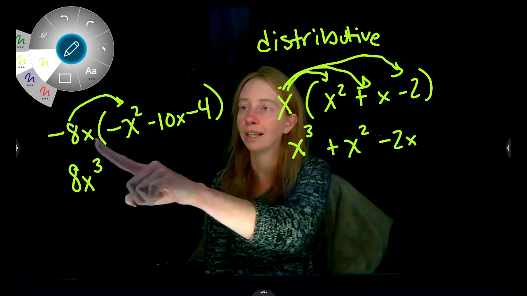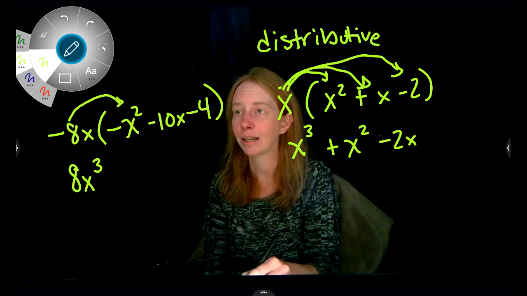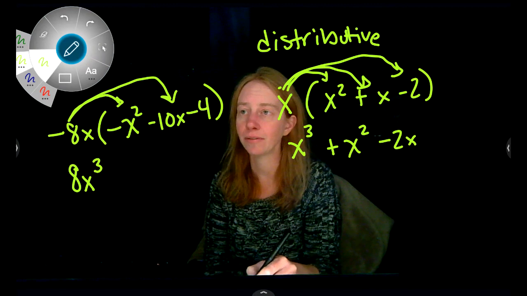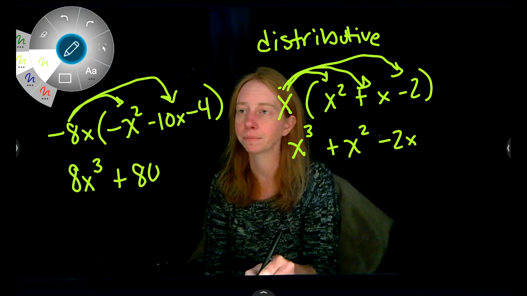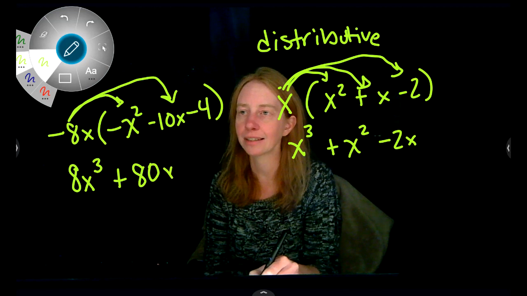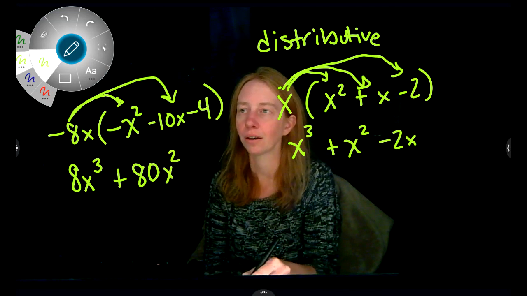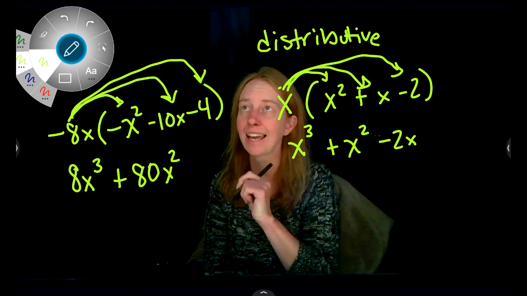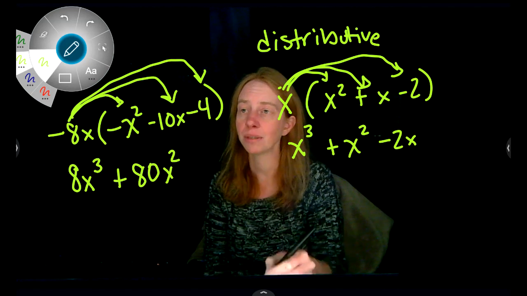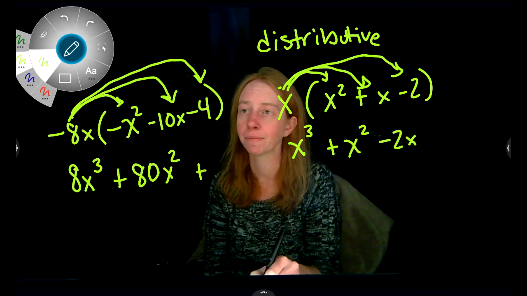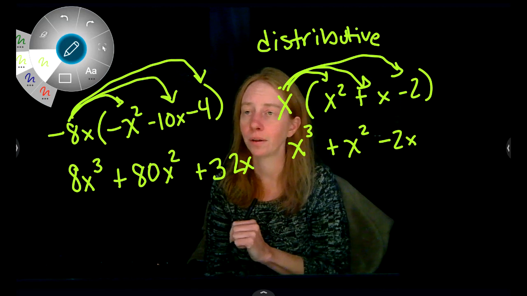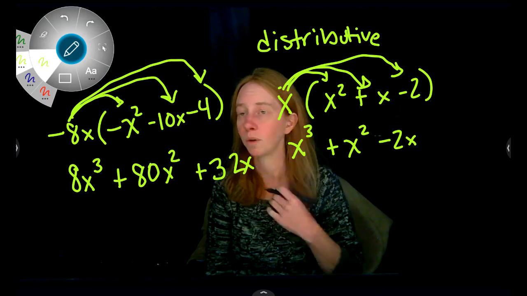Okay, now we're going to go to the next one. Negative 8x times negative 10x. Negative 8 times negative 10 is positive 80. And the x times x is x squared. All right, and then for the last one, we have negative 8x times negative 4. So it's negative times a negative, so it's going to be plus again. Okay, 8 times 4 is 32. And then we still have that x hanging out. Okay. So this is what we're talking about when we're distributing.